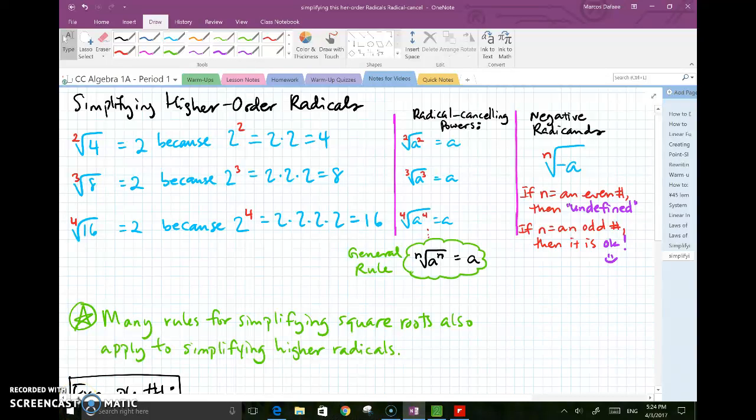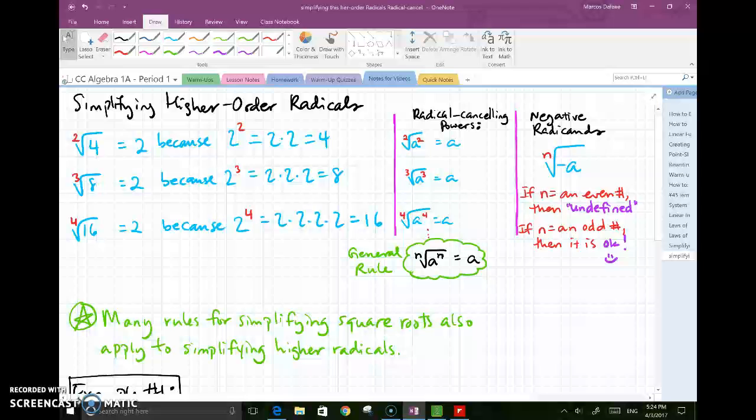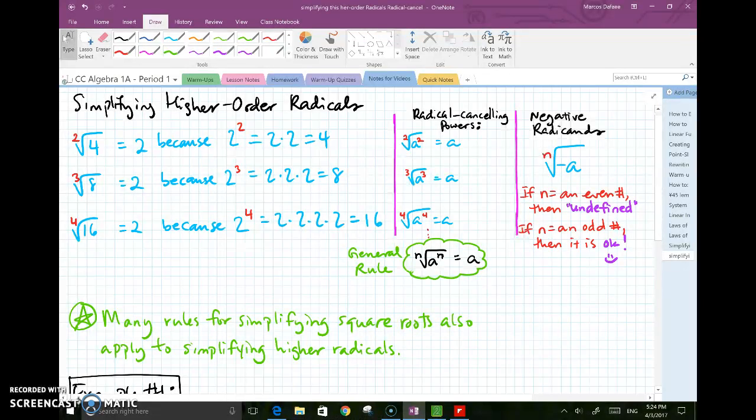This one is about simplifying higher order radicals, and I want to begin by just going over some general rules with you. So here we go. With higher order radicals, the basic ideas are similar to ordinary radicals involving square roots.